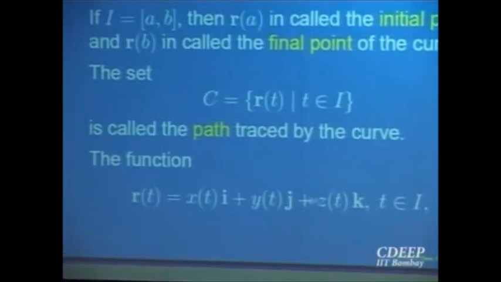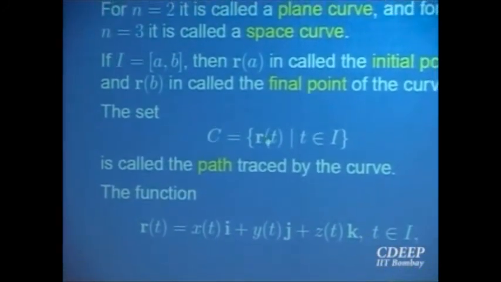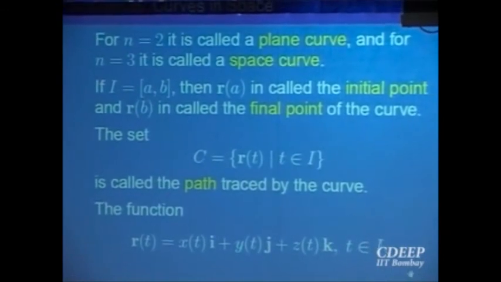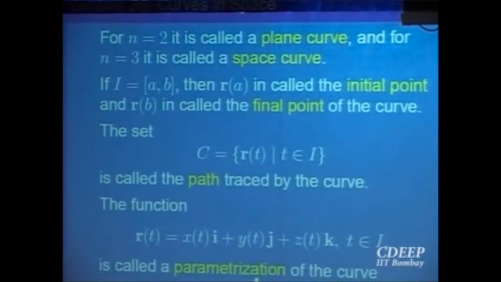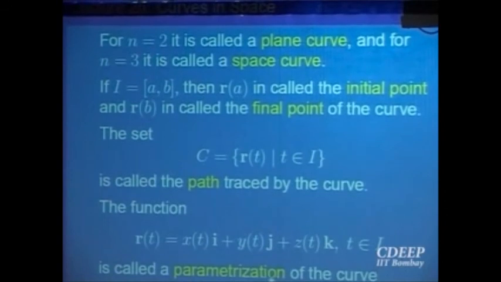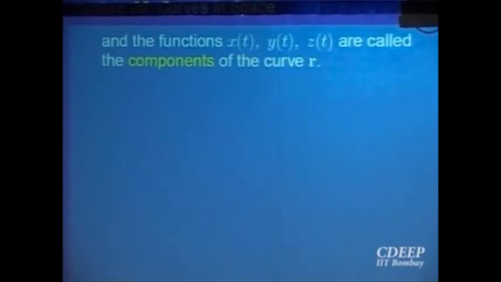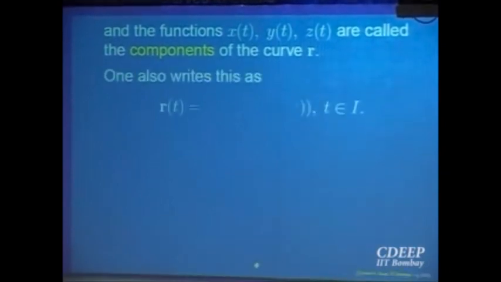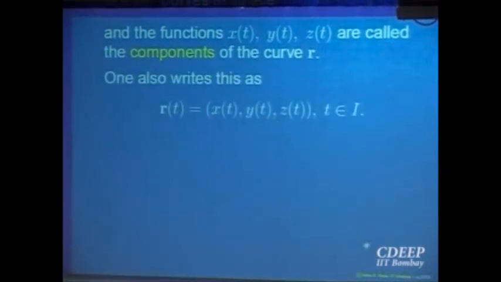On the same path, you can have two different trains moving with the same initial point and same final point. One can write in components the curve as r(t) = x(t)i + y(t)j + z(t)k, because r(t) is a point in space, so it has components x(t), y(t) and z(t). Okay, so this is called a parameterization of the curve. So a curve is with the parameterization, and the image is the path of this curve. So one also writes a curve in this fashion.